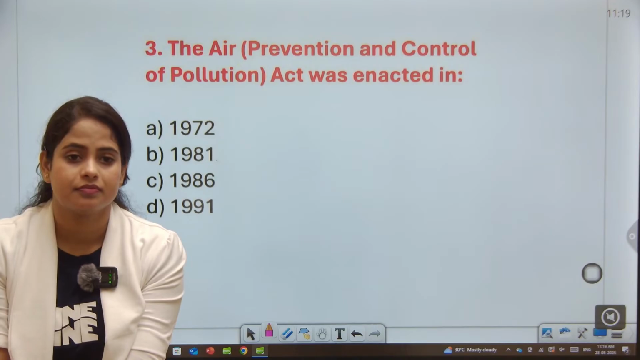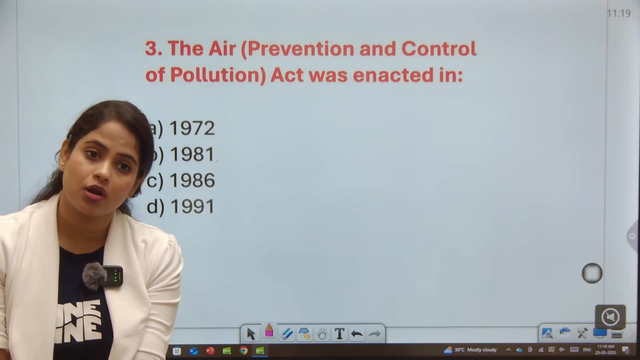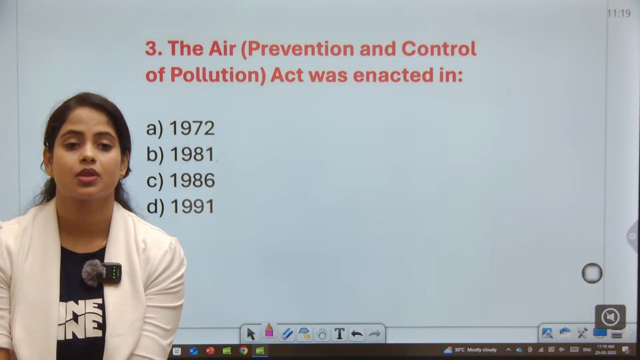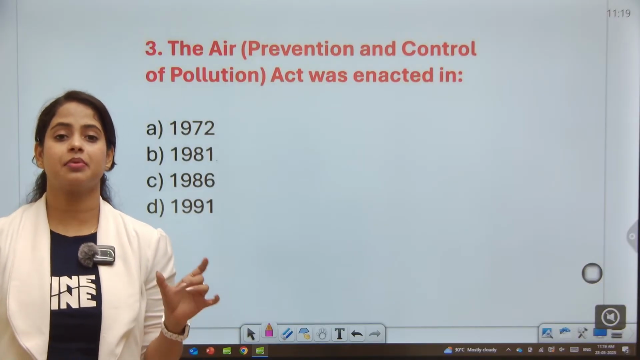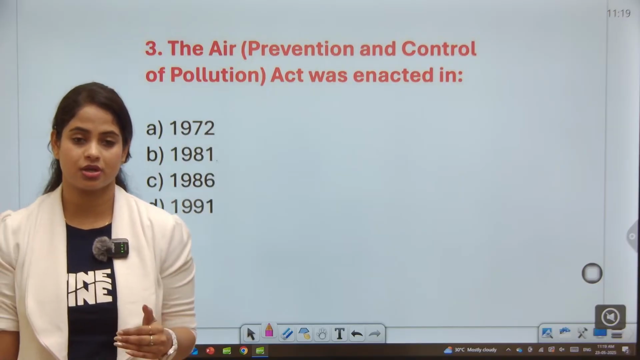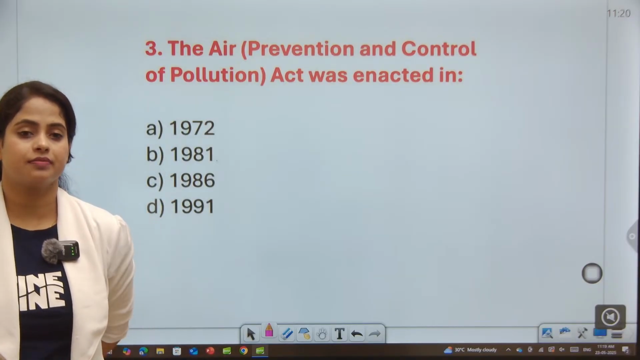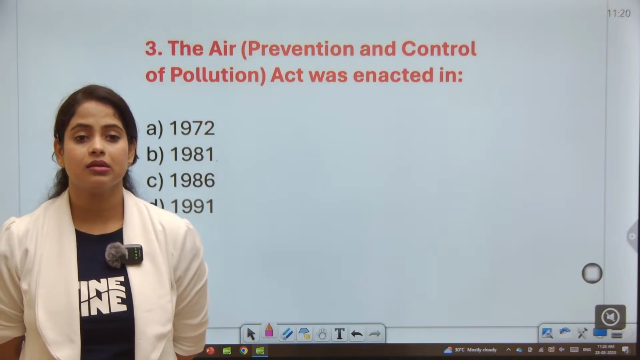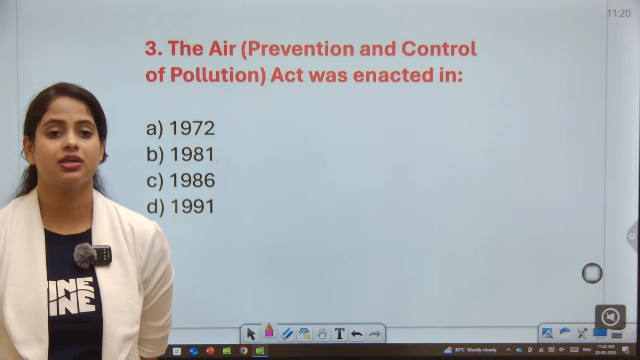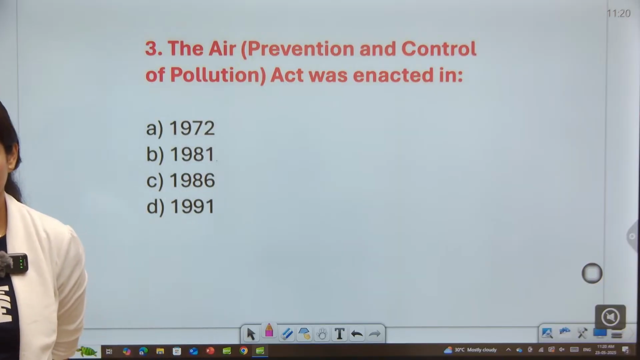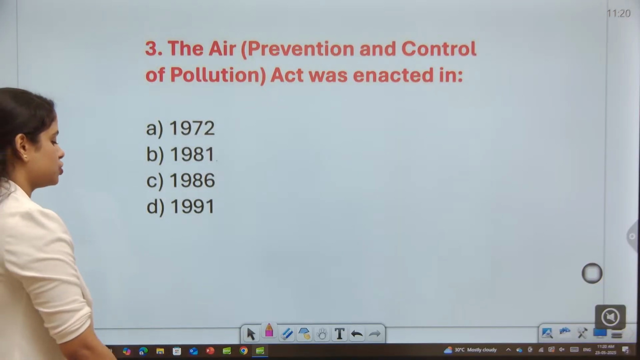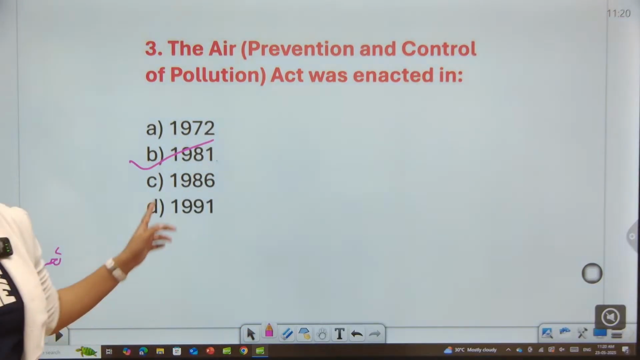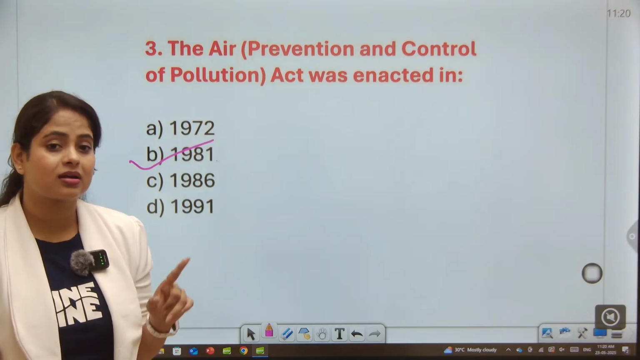Next question. The Air Prevention and Control of Pollution Act was enacted in 1972, 1981, 1986 or 1991? What will be the right answer? Very good. So the right answer is 1981. The Air Act was enacted in 1981.